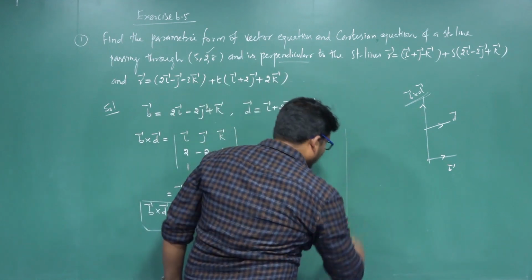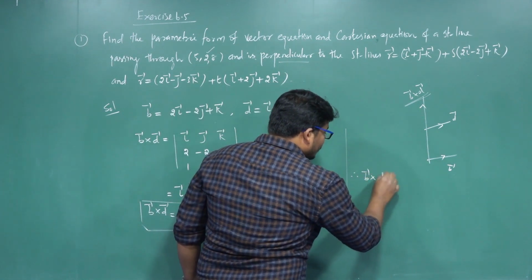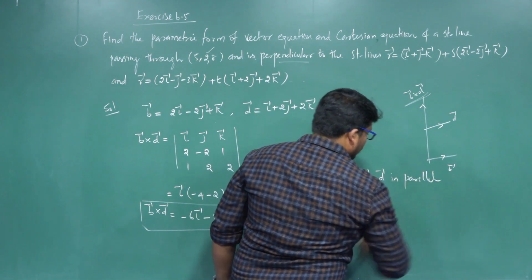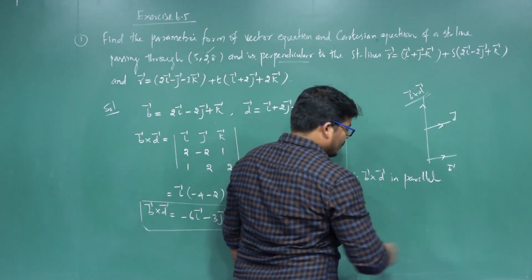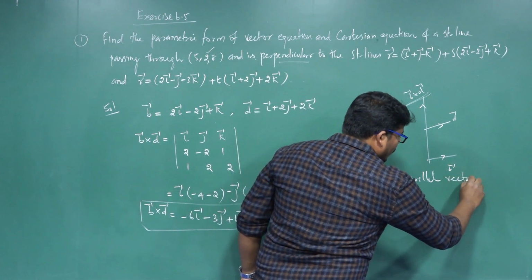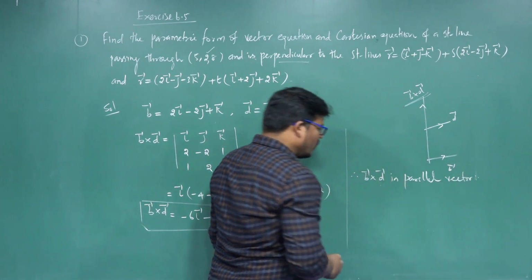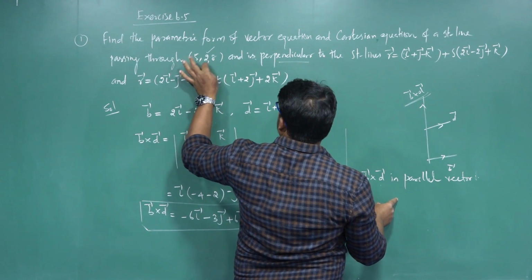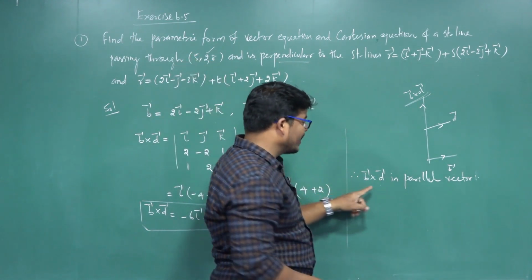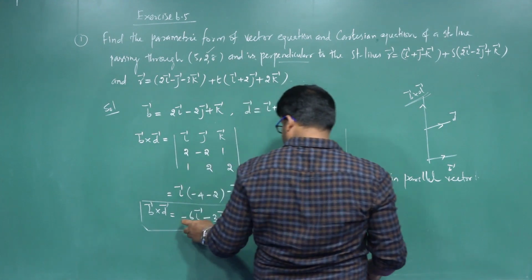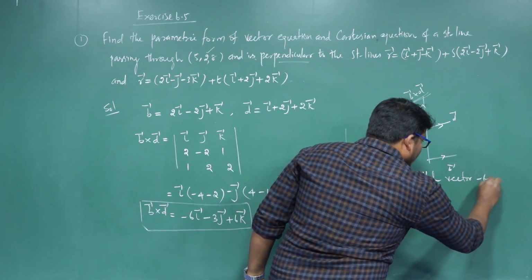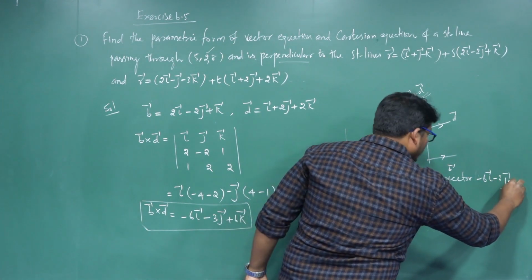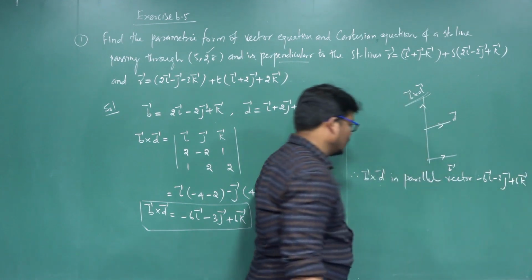B cross D is parallel. Therefore, B vector cross D vector is a parallel vector. Already one point is given: the point is 5, 2, 8. And B vector cross D vector is the parallel vector minus 6i vector minus 3j vector plus 6k vector.